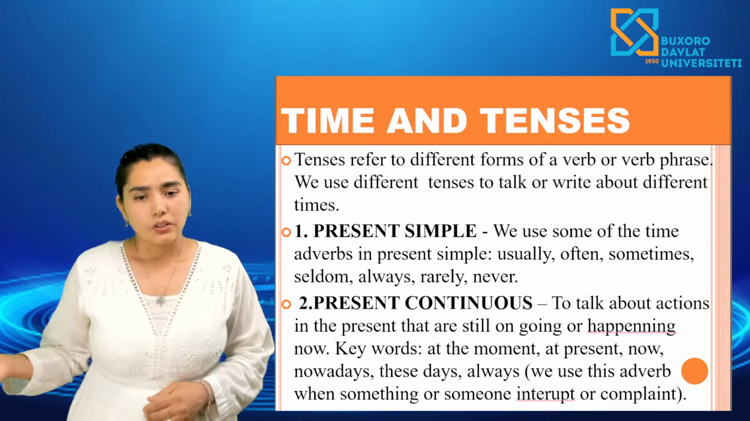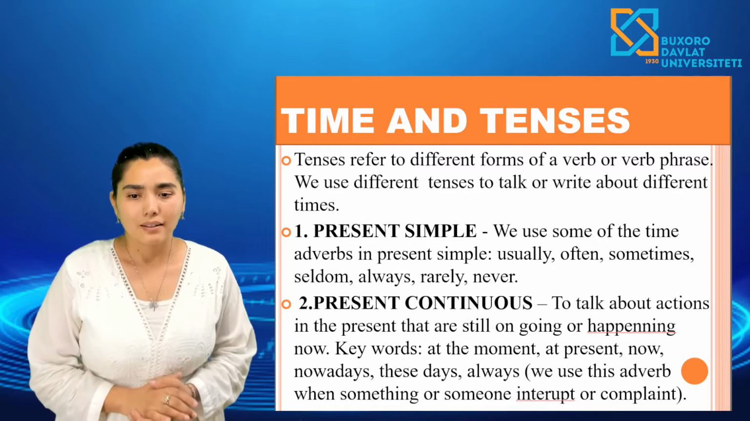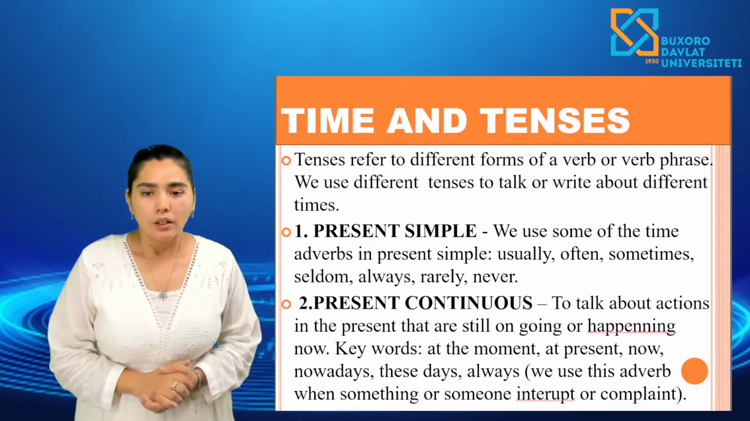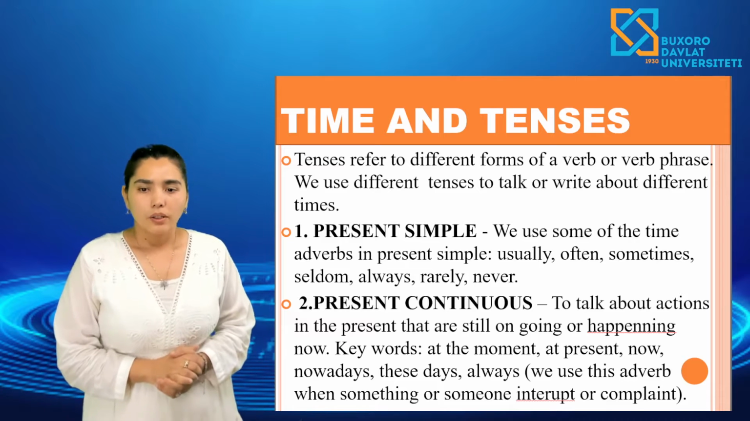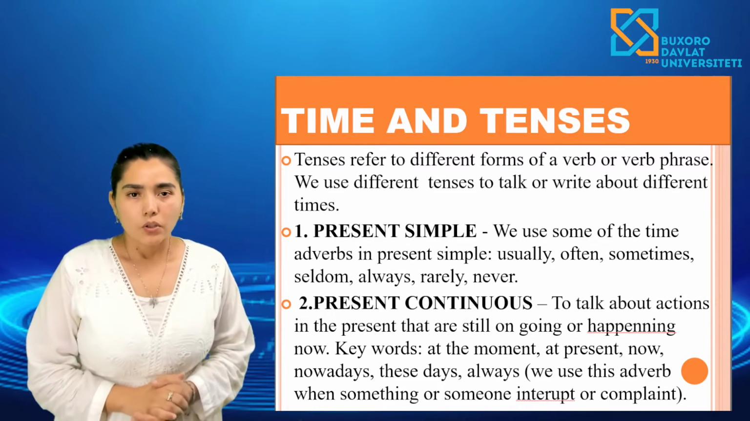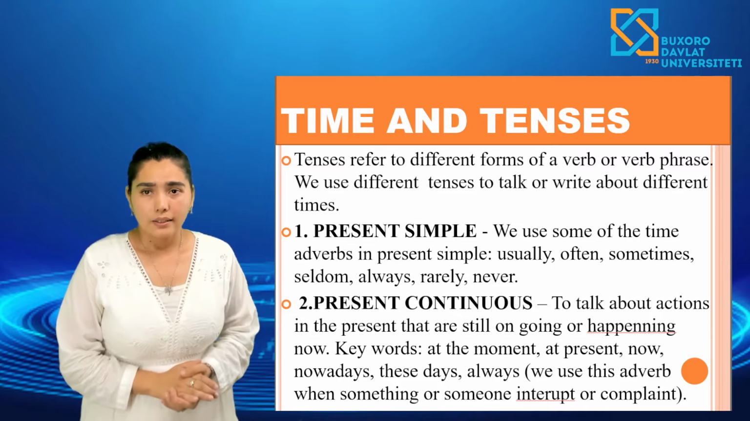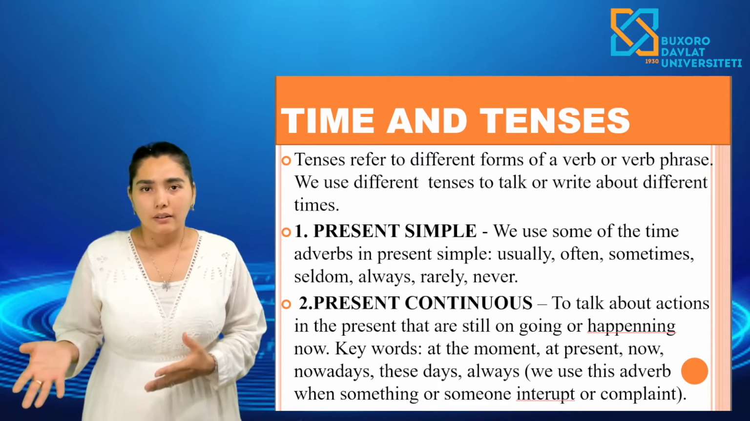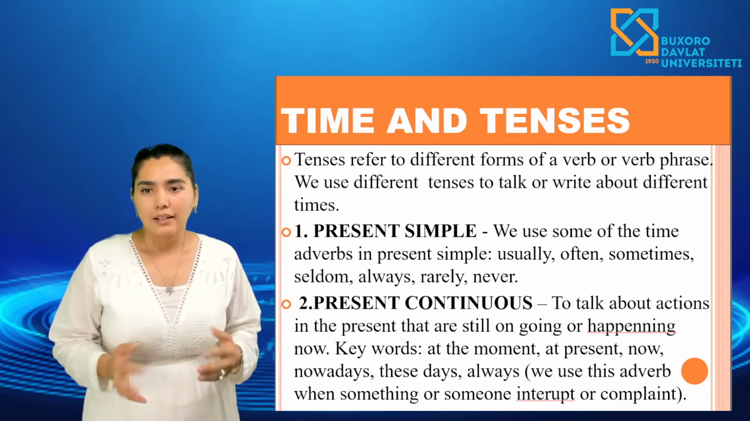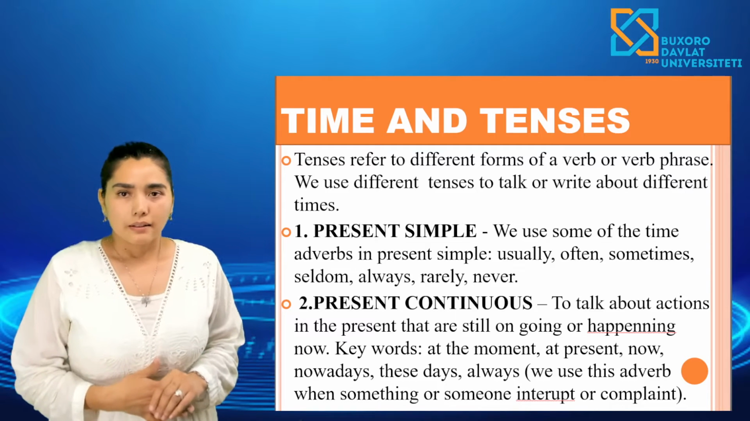In the present continuous, we talk about actions in the present that are still going on or happening now. For example, we have keywords: at the moment, nowadays, these days, always, and so on. So according to these signal words, or we can say frequency adverbs, we can clarify which tense and time the sentence has.